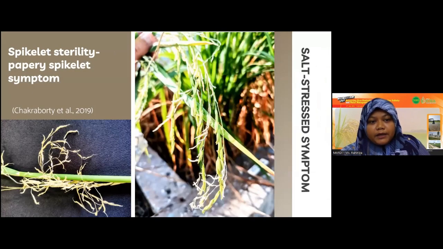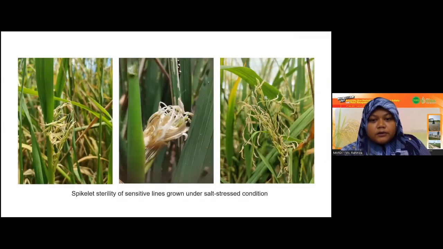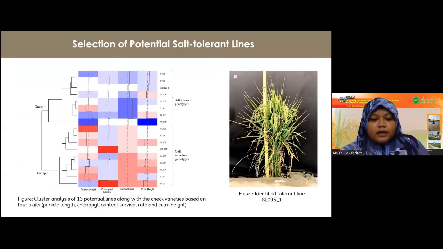And then spikelet sterility, the papery spikelet, as Dr. Rakesh mentioned earlier. Okay. So we found this in our breeding lines. So we take this into consideration. Okay, the last one is the cluster analysis of 13 potential lines. We select only 13 that can produce seeds until the end, like the picture on the right side. Okay, so that one is quite good. So we found that SL0095 is quite tolerant, and we further screen this line until fixed.